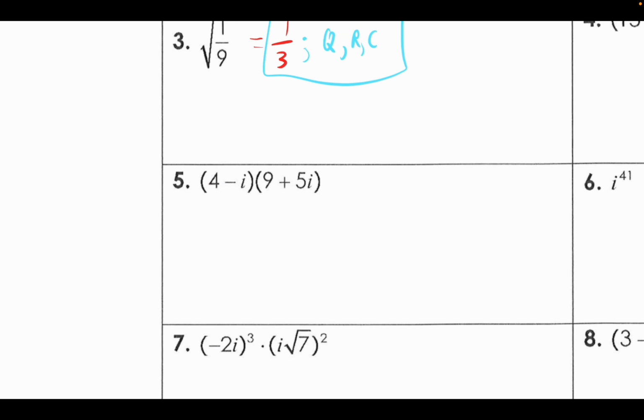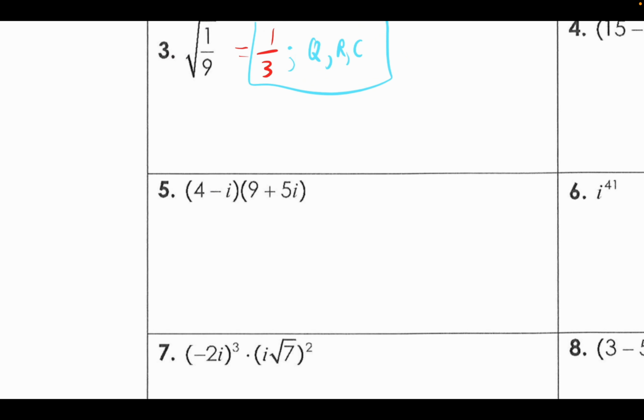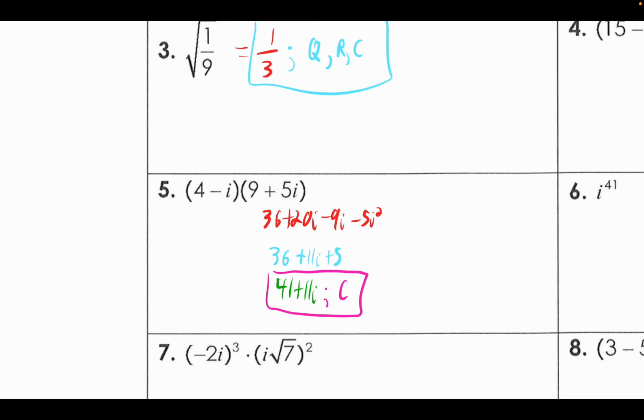Number 5 here, 4 minus i times 9 plus 5i. So we first have to FOIL this or multiply through. And we end up getting 36 plus 20i minus 9i minus 5i squared. And as we work to simplify this, we end up getting 36 plus 11i plus 5, which becomes 41 plus 11i. And that's as far as this one simplifies. And as we simplify this far, we can see that it's only a complex number, an imaginary number that has addition and subtraction as well.